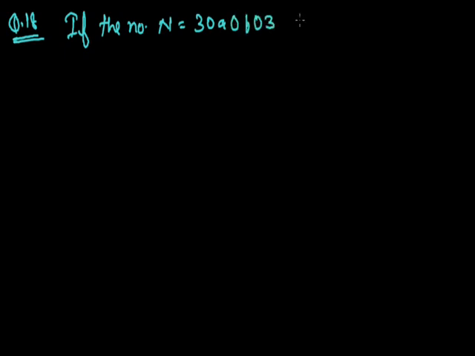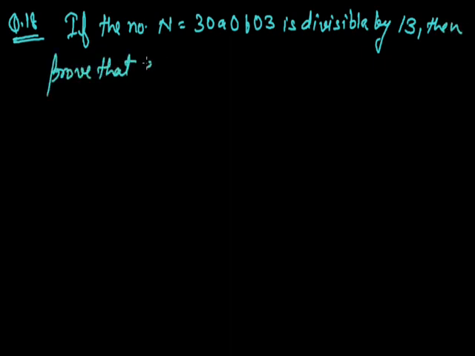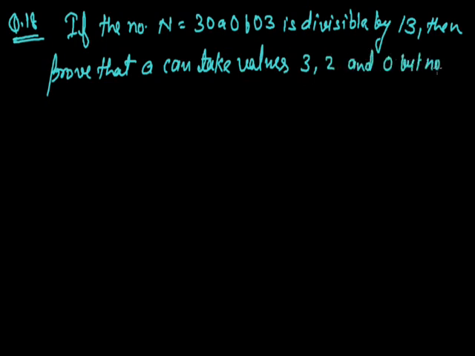Next, question number 18. If the number n is equal to 30A0B03 is divisible by 13, then prove that A can take value 3, 2 and 0 but not 1. Let us have the solution of the above question.